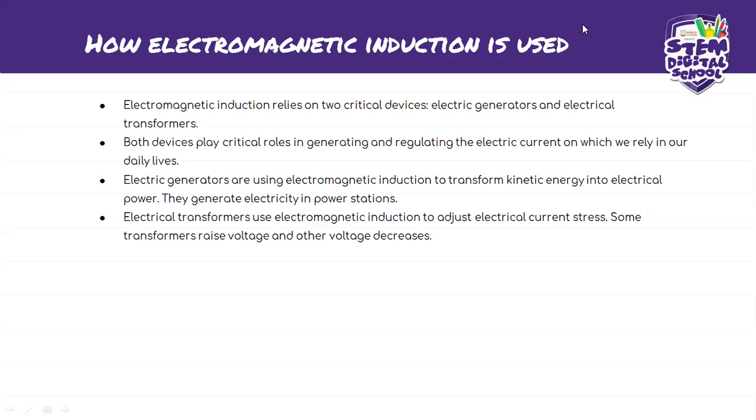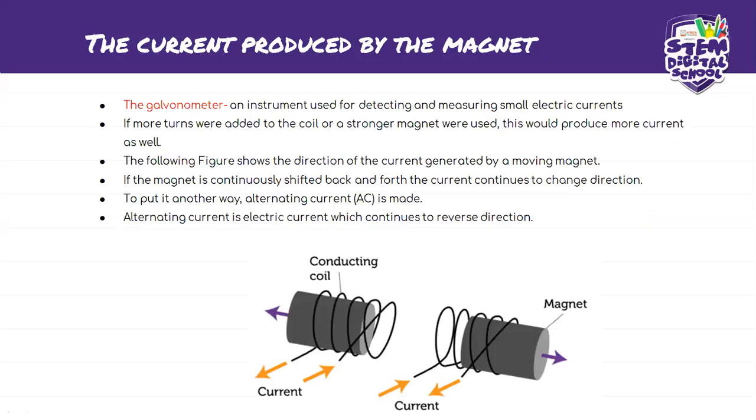They generate electricity in power stations. Okay, so electrical transformers use electromagnetic induction to adjust electrical current voltage. Some transformers raise voltage and others reduce voltage. So you either have a step up or a step down transformer. They also use the principle of electromagnetic induction, okay? By changing the number of turns. Remember, the number of turns is what we see in this coil.